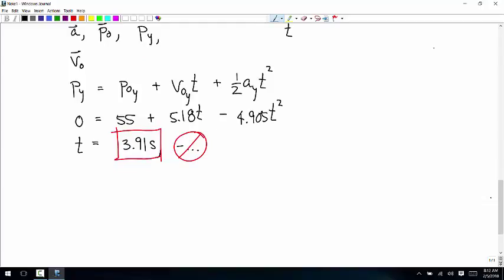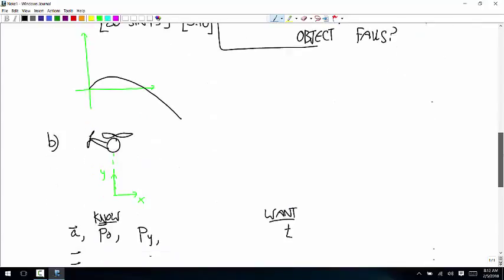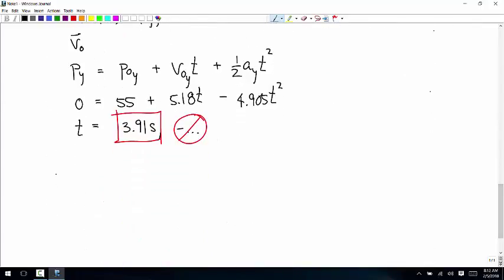So that's the elapsed time. Did you have another question? Okay. And then part C: how much higher does the helicopter get in that time?